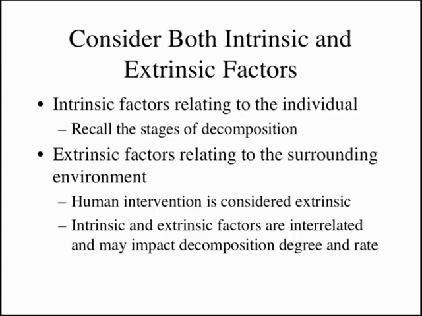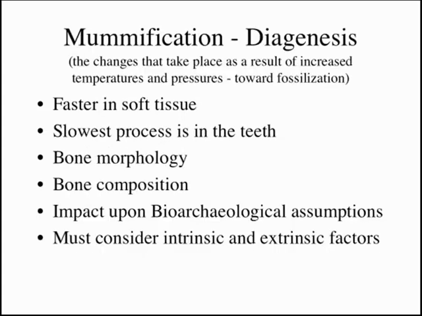So we have to try and consider all those, both in a forensic case and when we're looking at mummies. There's a term in mummification called diagenesis, and that's the changes that take place as a result of increased temperatures and pressures, and this is moving someone towards fossilization. Diagenesis occurs faster in soft tissues; the slowest process is in the teeth, and that's why we try and use teeth for DNA analysis.